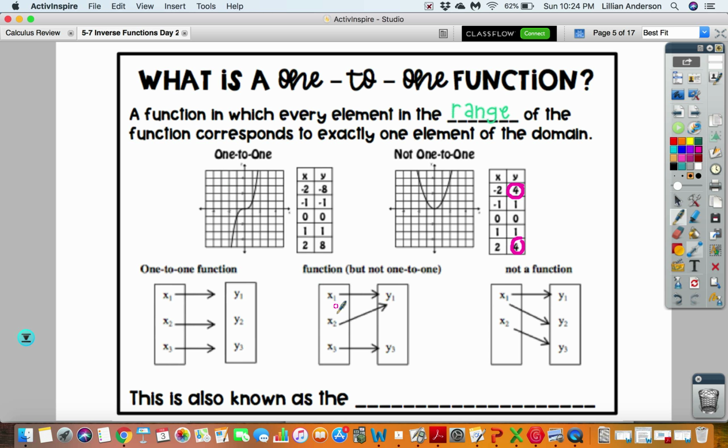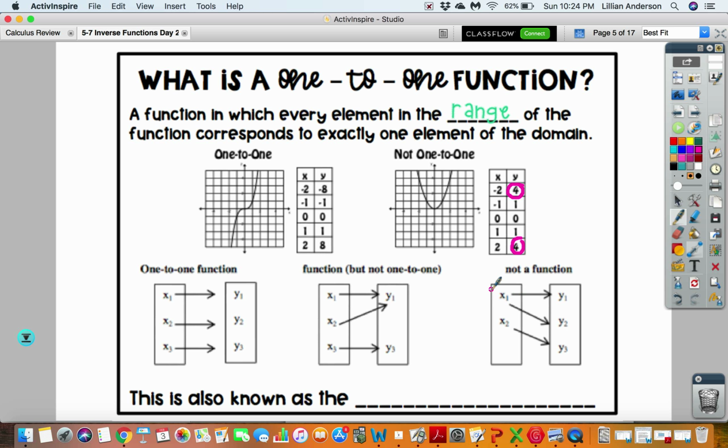Here, none of your x's repeat, but as you can see, x1 and x2 both go to the same y value. So this would be a function because none of your x's repeat, but it's not one-to-one because y1 actually goes to x1 and x2, which can't happen. And this one is an example of not being a function because x1 will go to y1 as well as y2.